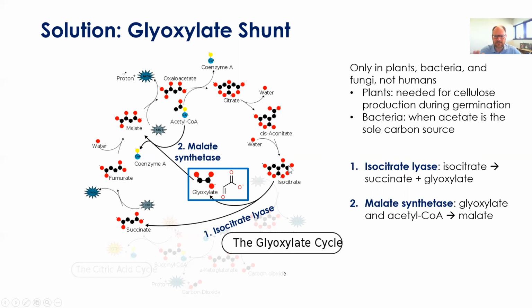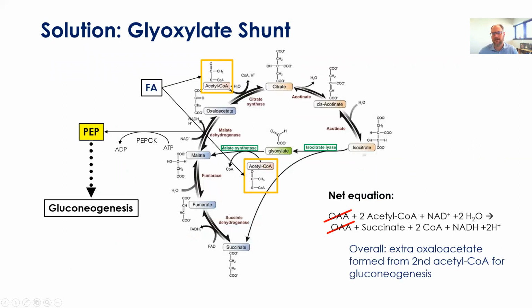So the key to this pathway working is an enzyme called isocitrate lyase. Isocitrate lyase takes isocitrate, which, as you recall, is this intermediate in the TCA cycle, and it cuts it in half into glyoxylate and a succinate. Okay, and then that enzyme, in combination with another enzyme called malate synthase, will take that glyoxylate and another acetyl-CoA and ultimately make malate. Okay, so let's look at this from a net chemistry sort of perspective.